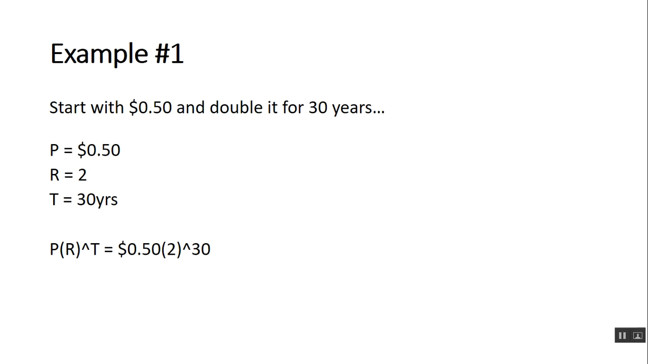How much money will you have if you start with 50 cents and you double it for 30 years? Well, you plug the numbers in and you get 50 cents times 2 to the exponential power of 30, and you still have over $500,000. So that would be pretty good.